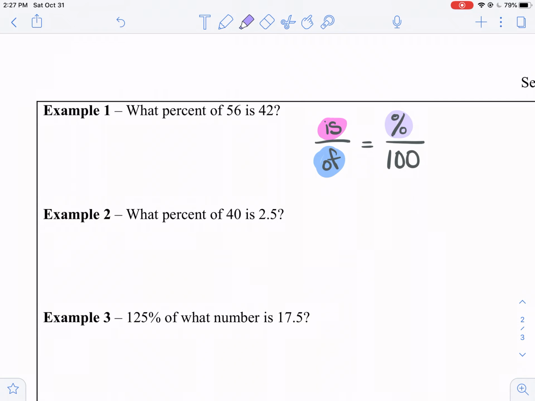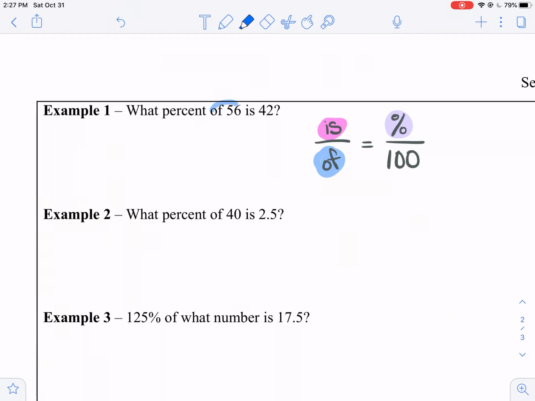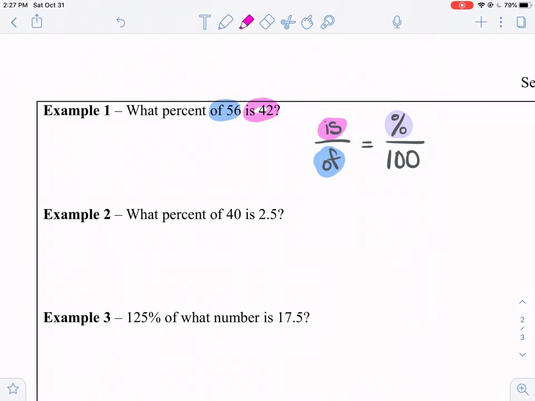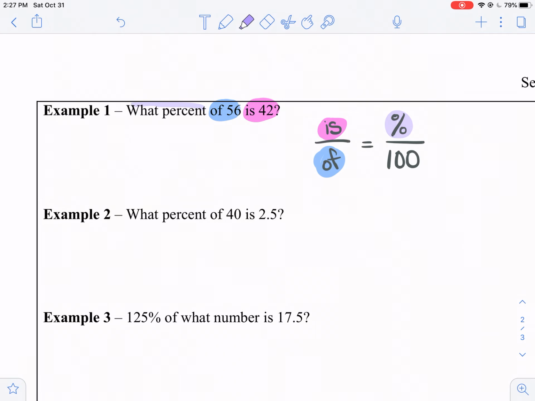I see this "of" right here, of 56. So 56 is going to be my "of" number. And I also see this is 42. So 42 is going to be our "is" number. And then finally, we have a "what percent?" So a percent is going to be our question. We don't know what it is, so we'll put a variable in there.